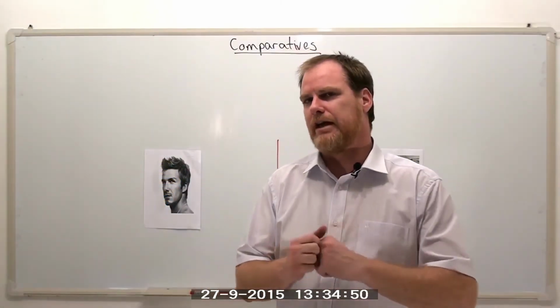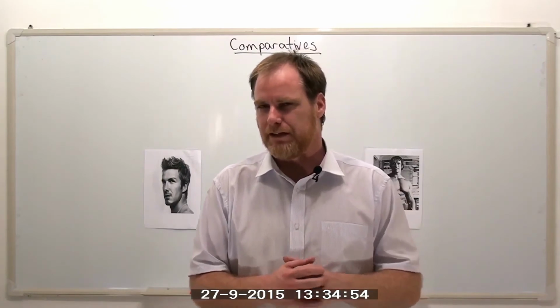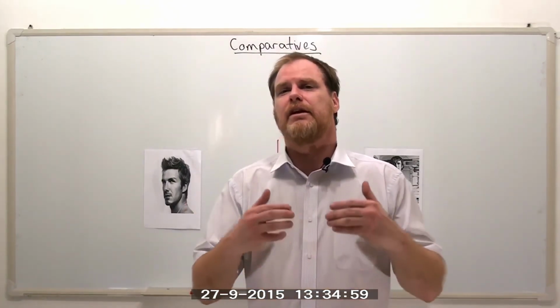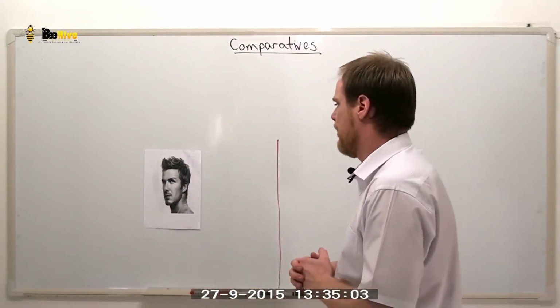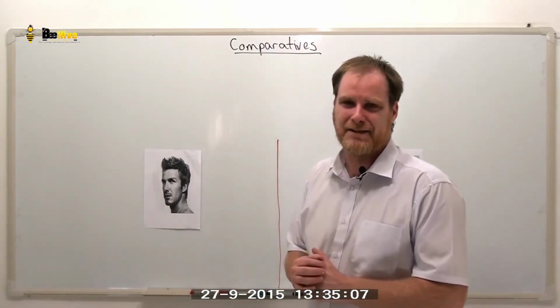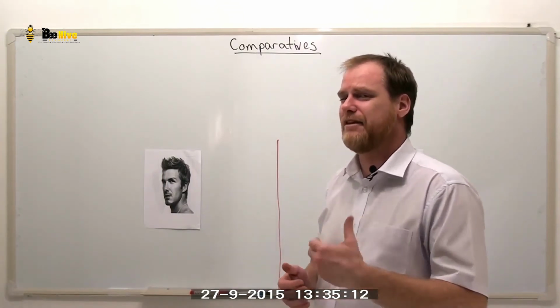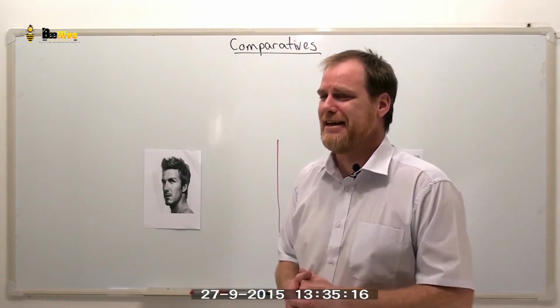Okay, so earlier today we learned about comparatives, okay? So let's do an activity so that we can practice using the grammar in a sentence, okay? So as you can see behind me, I have a very nice picture of David Beckham, okay? If you don't know who David Beckham is, he's a famous football player, or he was, because he's retired now.